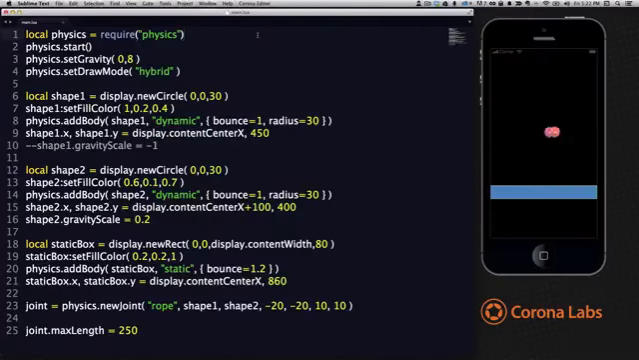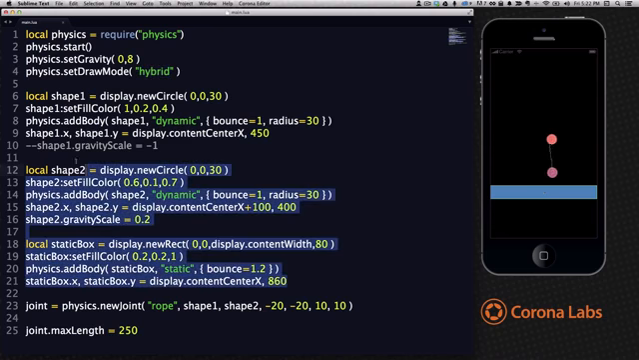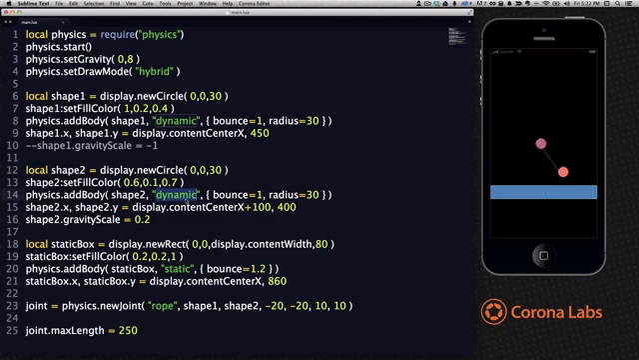Let's look at some sample code for creating rope joints. In this example, we've added our required physics library, started the physics engine, and set our gravity. We've also set the draw mode to hybrid so we can see where the anchor points connect. Next, we've created 3 shapes. 2 of the shapes are circles that will be joined together, and the third shape acts as our ground. Both circles are given dynamic body types so they can move around.